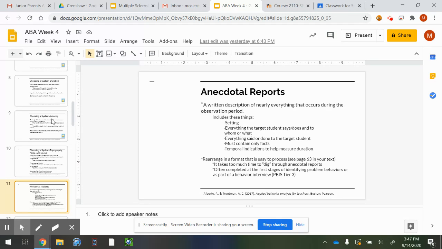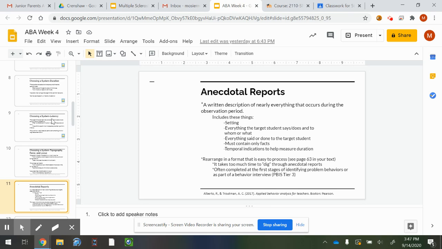The last one is to make sure to include temporal indications to help measure the duration. As you're taking anecdotal notes, you'll want to make sure to note time. You don't have to note what's happening minute by minute, but you'll want to establish some intervals. So maybe every 5 to 10 minutes, you just write down what time it is as you're taking those notes, just for reference to go back on.